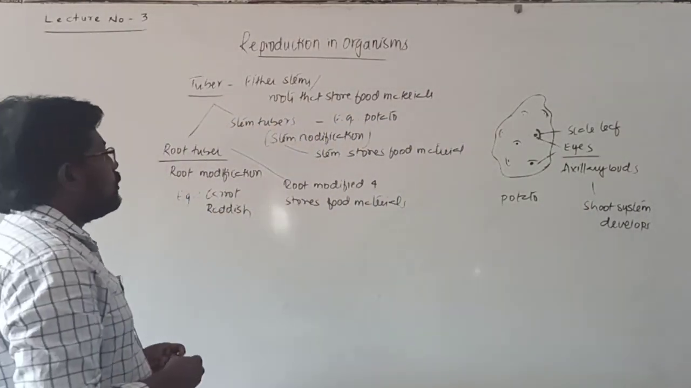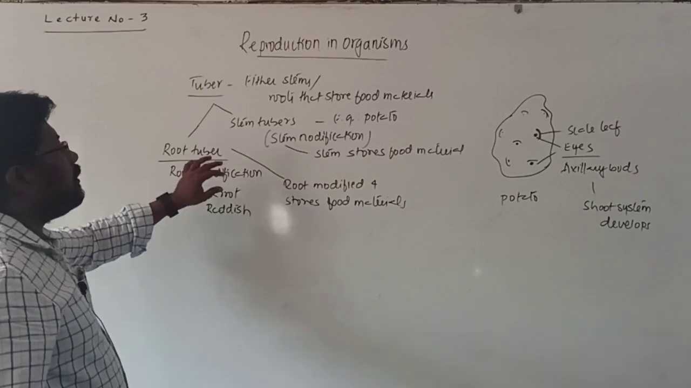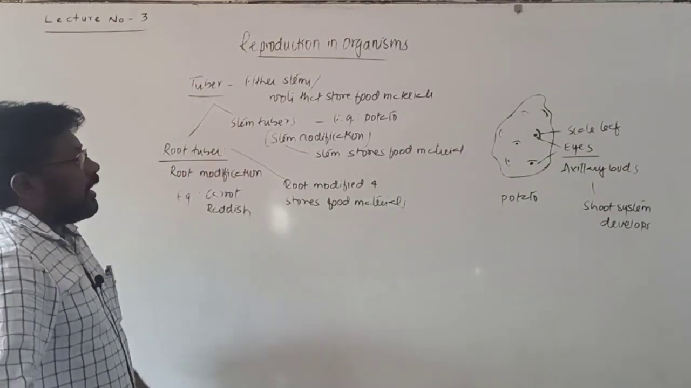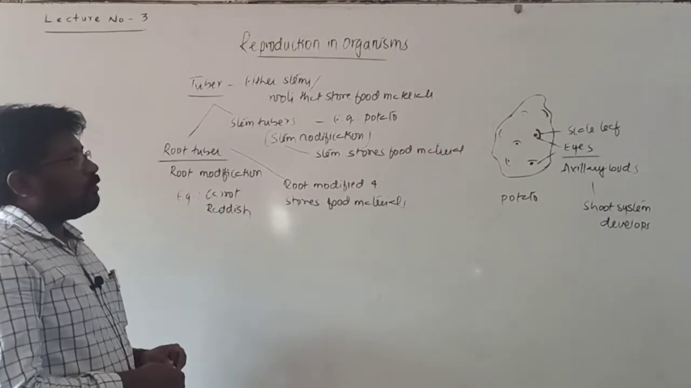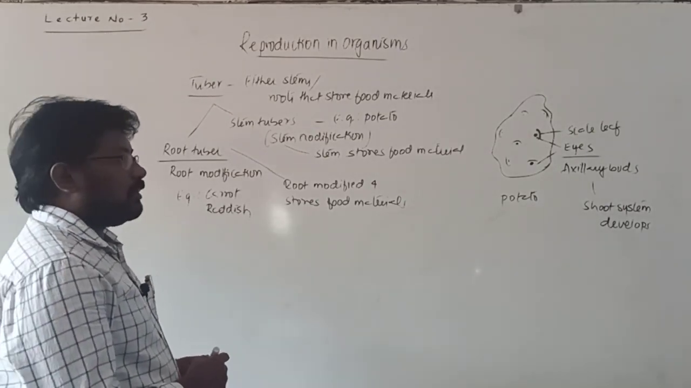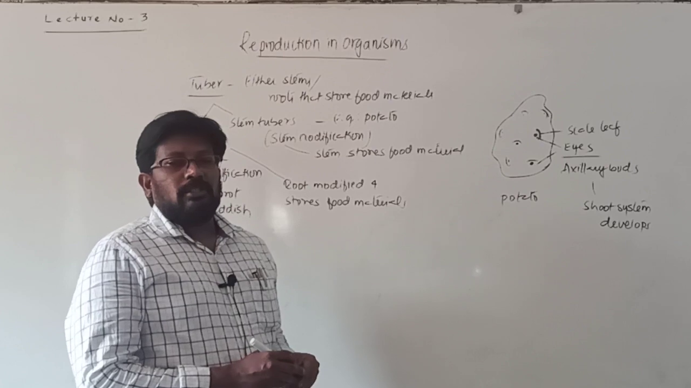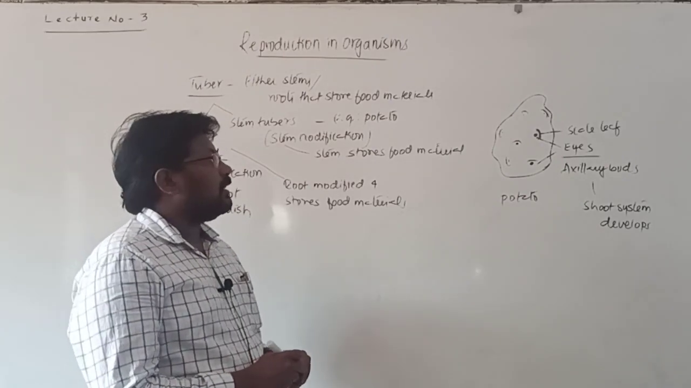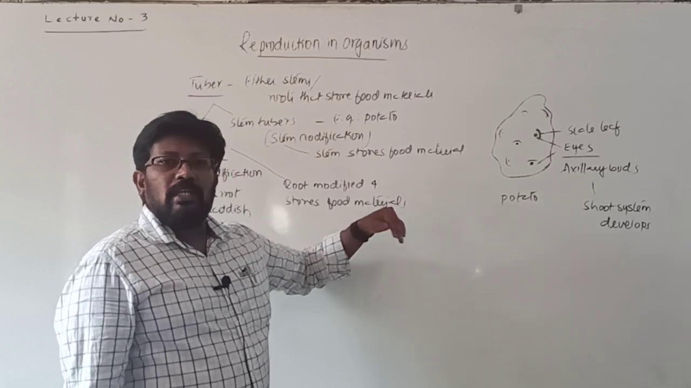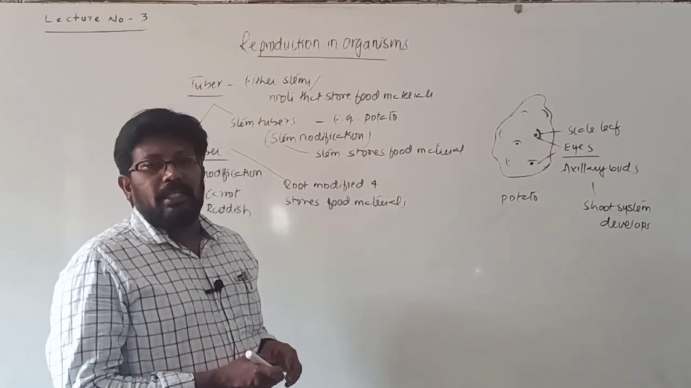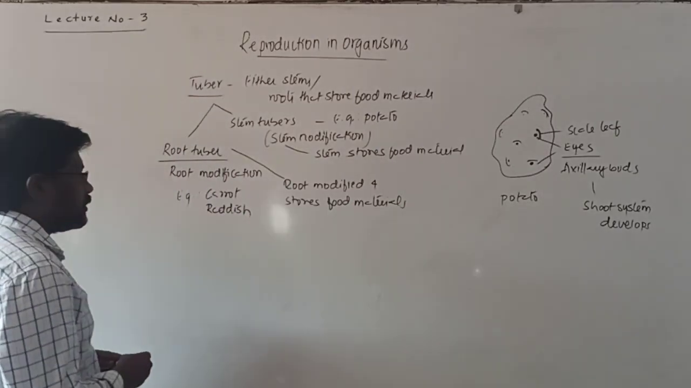So potato, as I mentioned, is a stem modification and is the one that stores food material and will remain dormant through unfavorable conditions below the soil. When the conditions return to normal, the axillary buds present in the potato will start sprouting and give rise to the shoots.